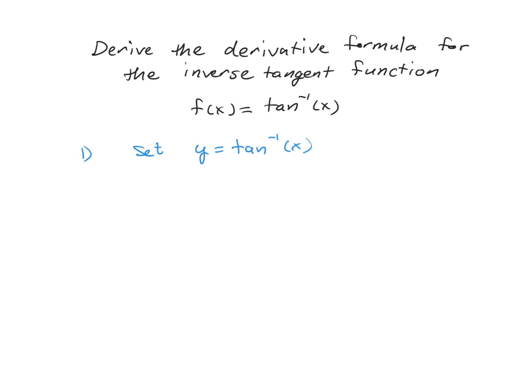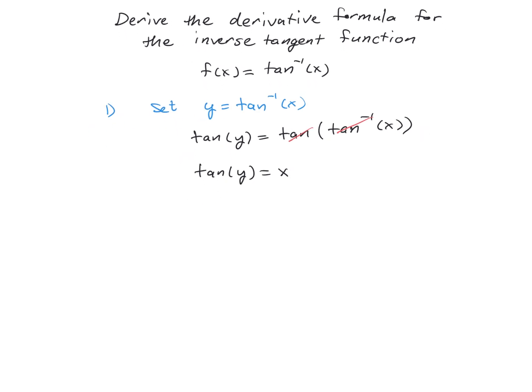So we're going to have the tangent of the function y is equal to the tangent of the inverse tangent of x. And because the inverse tangent and tangent are inverse functions, they're going to cancel out for us. And we have the tangent of y is equal to just the independent variable x. We are now going to take the derivative of both sides with respect to x.